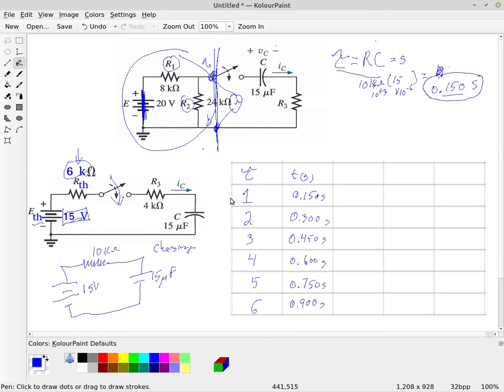All right, so what we're going to do is calculate the voltage at each of those times. So initially, I forgot to save room for 0. I should have put 0 in here.